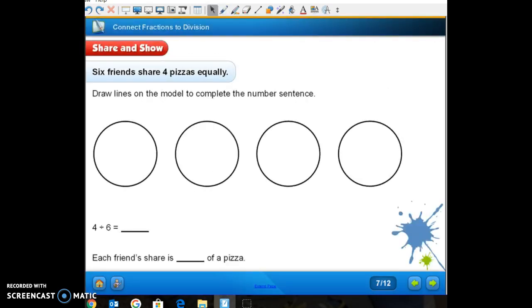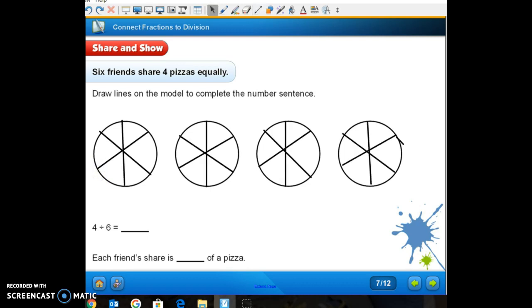Okay, we're on page 349, the share and show. It says 6 friends share 4 pizzas equally. Draw lines on the models to complete the number sentence. So you have to divide your pizzas into 6 pieces. So you can divide them in half, and then you have to divide each half into thirds.